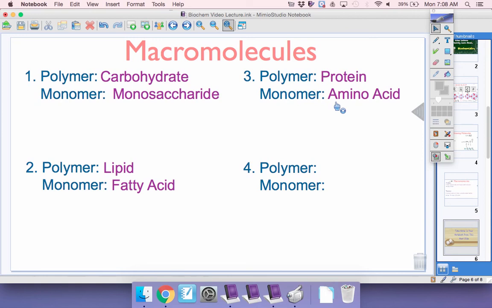Third polymer or macromolecule are proteins, and their monomers are amino acids. Things with proteins are meat, nuts, seeds, soy, all have a lot of protein in them. They're all made up of amino acids. And last, we have nucleic acids, and their monomer are nucleotides. Nucleic acids are the category that DNA is. So DNA is the macromolecule group nucleic acid, and DNA is made up of nucleotides.